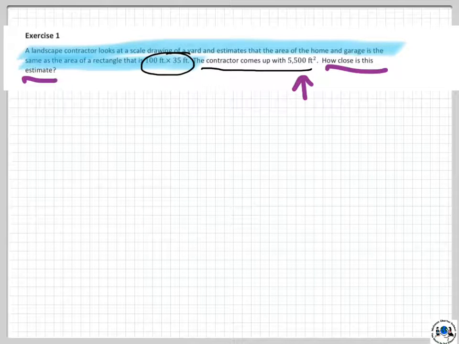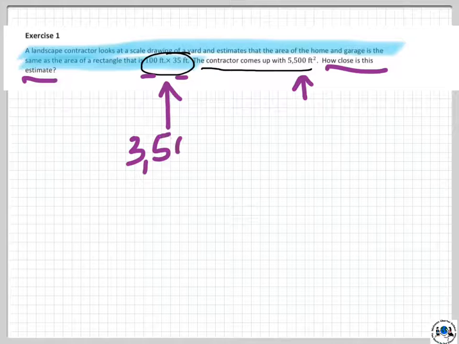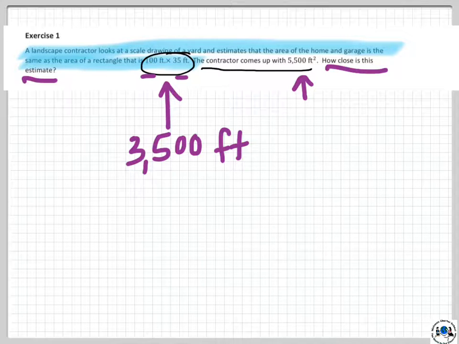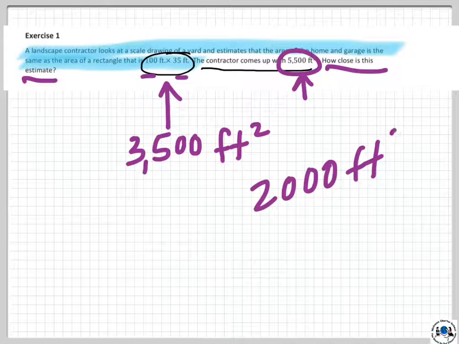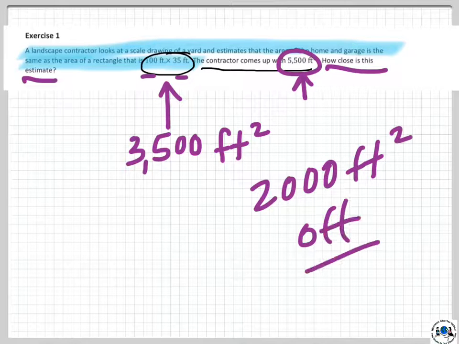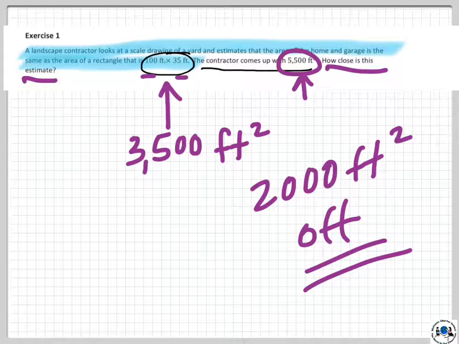So, if we're going to figure the area of this out, of course, that's 100 times 35, which is 3,500 feet squared, okay? But the real figure is that he's 2,000 square feet off. Okay, and didn't do such a great job. All right. And that's all there is to that. I don't know why they did that, but maybe just seeing if you knew what to look at and how to get square feet. I don't know. Let's move on.